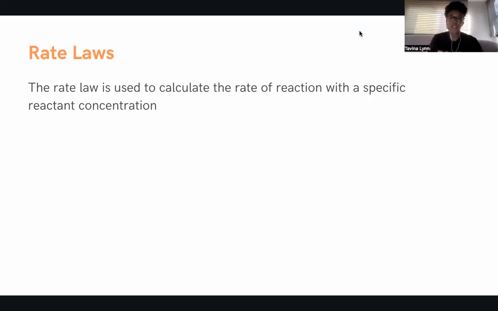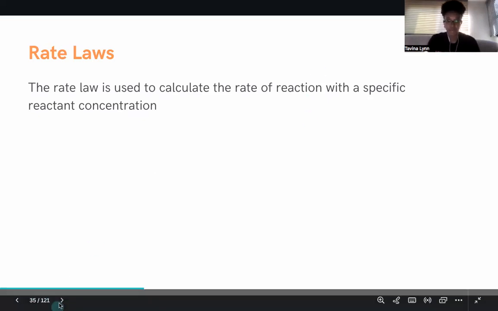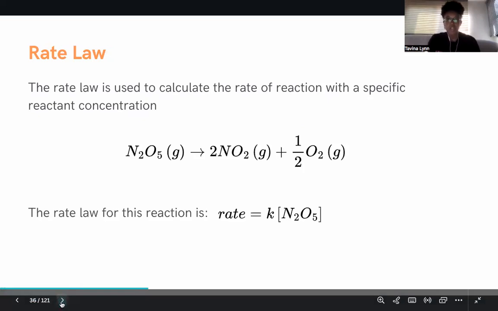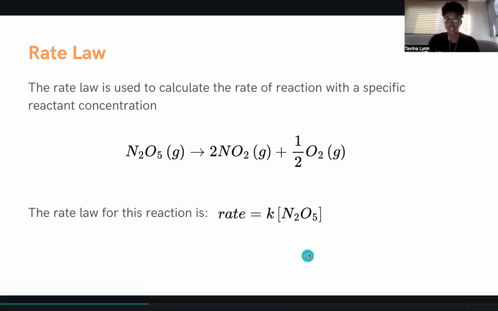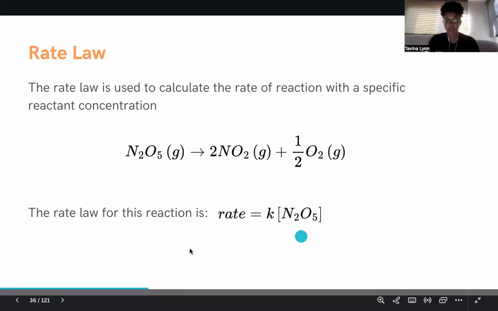All right, so rate laws, they're used to calculate the rate of reaction with a specific reactant concentration. So here's an example: N2O5 being decomposed or consumed into NO2 and O2 gas. The rate law for this reaction is written as rate equals K times the concentration of N2O5.